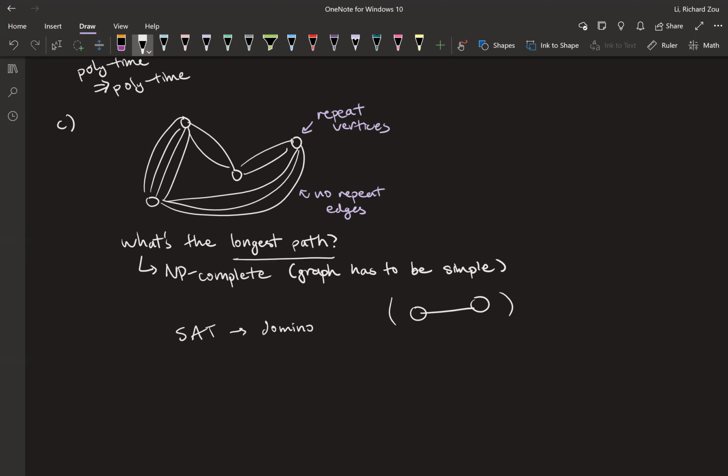Actually, we were given here, number 19 on the midterm front page, that the longest path is NP complete. So yes, it should be NP complete, because it's given to you.